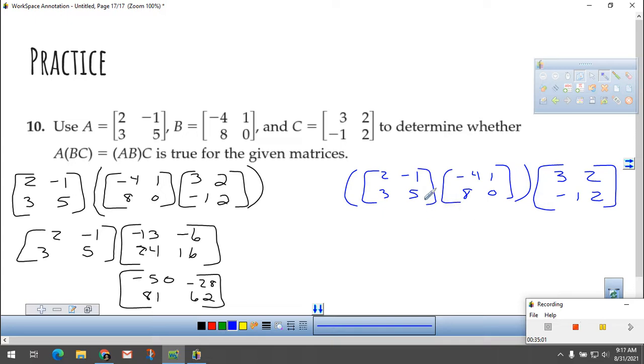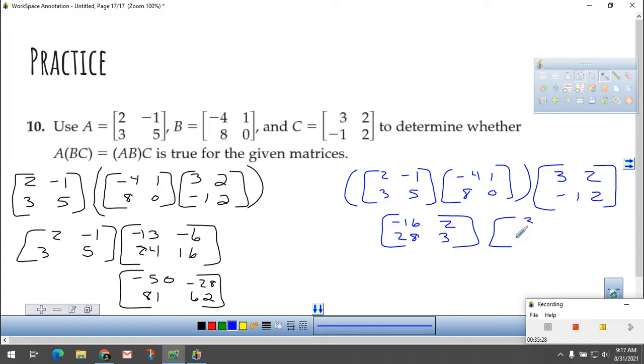Alright, and so let's see. If I do that, 2 times negative 4 is negative 8, negative 8 so negative 16, 2 times 1 is 2, 3 times negative 4 is negative 12, and then 8 times 5 is 40, and then 3 times 1 is 3, and 5 times 0 is 0.